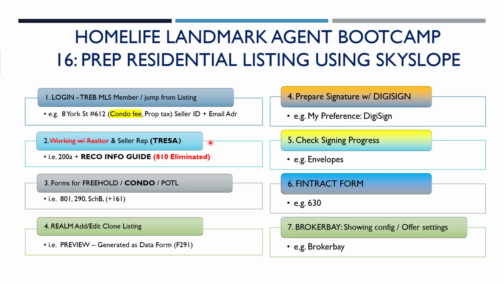Some condos could be quite a little bit more than just a simple one. So I'm going to use the same example as before, the condo at 8 York Street, 612, which is my previous listing. And from there, we're going to jump directly from the Realm listing to Skyslope.